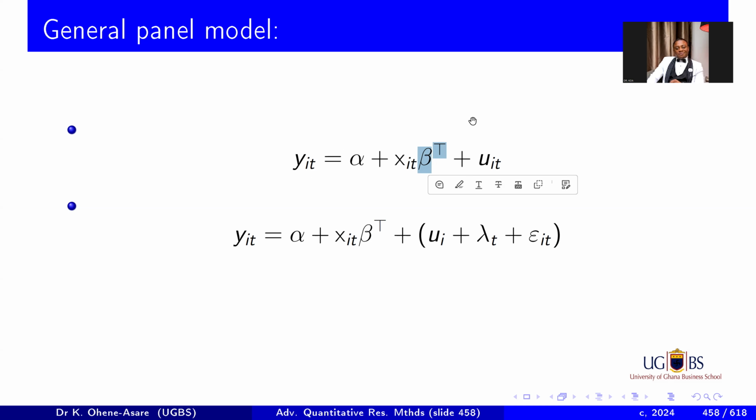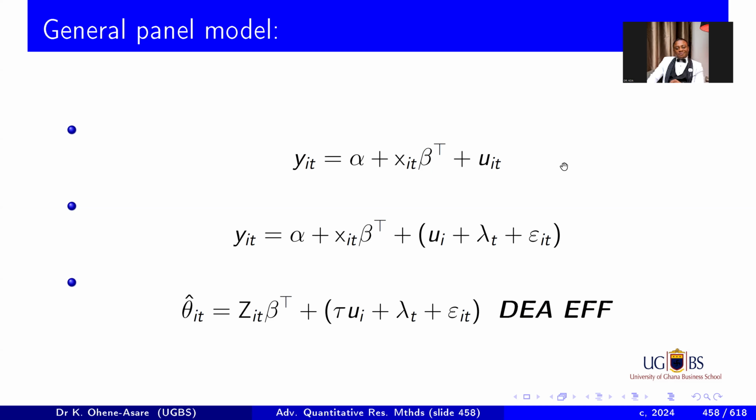Now, the thing about the panel model is that the error, which is the UIT, is a composed error. Take note. It's not a single error. It is composed of many things. And that is the essence of the panel. That's the battle. This is where the battle is.